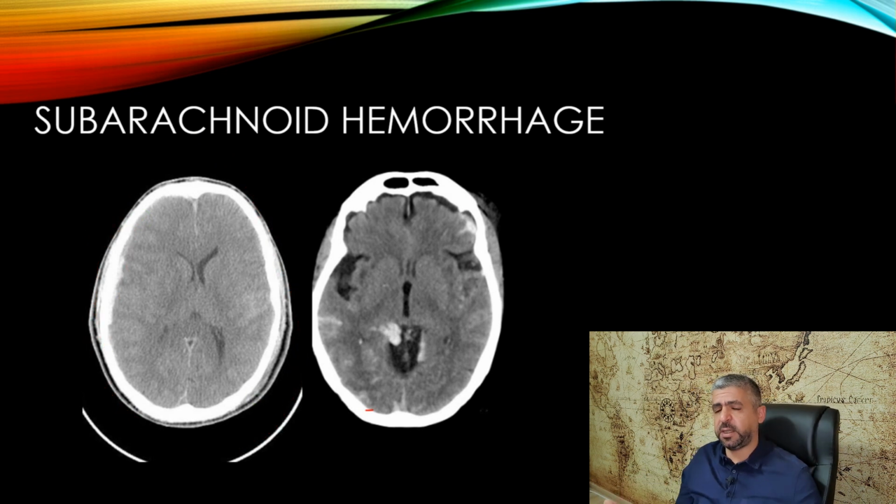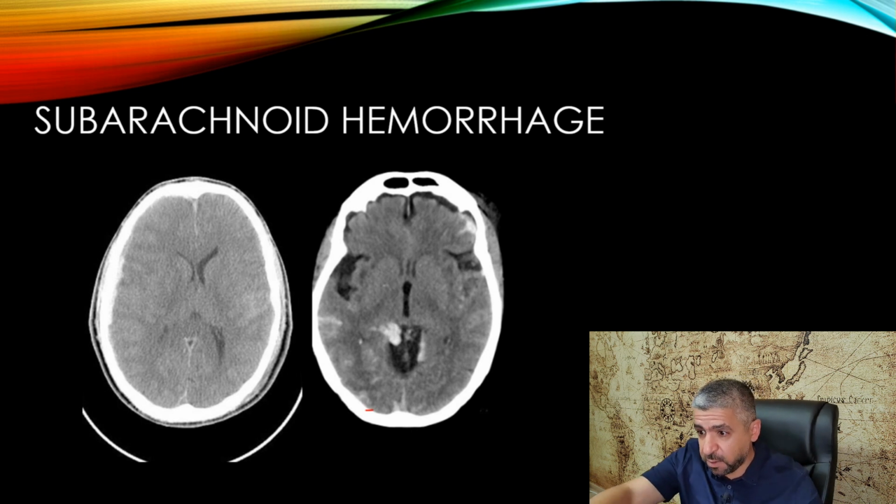How do you differentiate it from a subdural hematoma? Could it be a subdural hematoma? Well, subdural hematoma, as we said, usually is extensive, it's large. And if you look carefully, you can see the hematoma going into the sulci of the brain, confirming it's a subarachnoid hemorrhage.